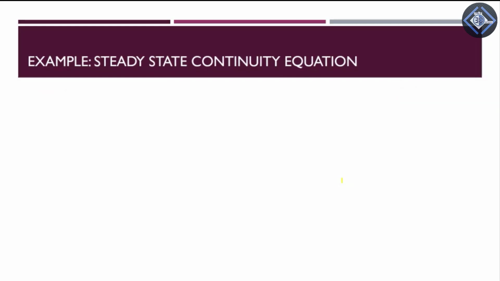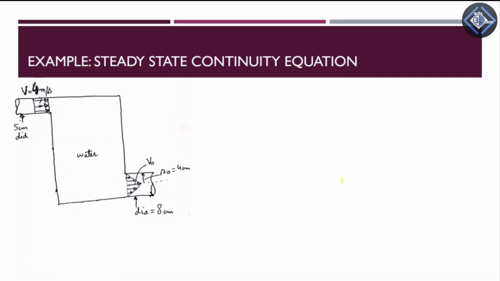Okay, so we move towards another example. In this example, we are being told that water is entering this tank over here with a uniform velocity v is equal to 4 meter per second. The dia of the inlet is 5 centimeter. This is a circular cross section, 5 centimeter dia. Then it leaves the tank with a seemingly triangular, or linear, velocity profile. The dia at the outlet is 8 centimeter.